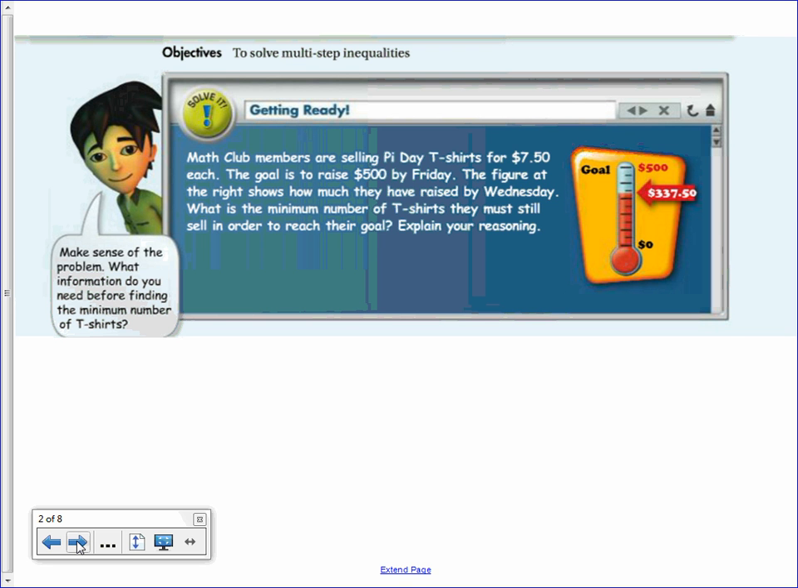When I read this problem, it says the math club members are selling pie day t-shirts for $7.50 each. The goal is to raise $500 by Friday. The figure at the right shows how much they have raised by Wednesday. What's the minimum number of t-shirts they must sell in order to reach their goal? Explain your reasoning. When I think through this, I think of it as an inequality. That may be weird, but that's the way I think of it.